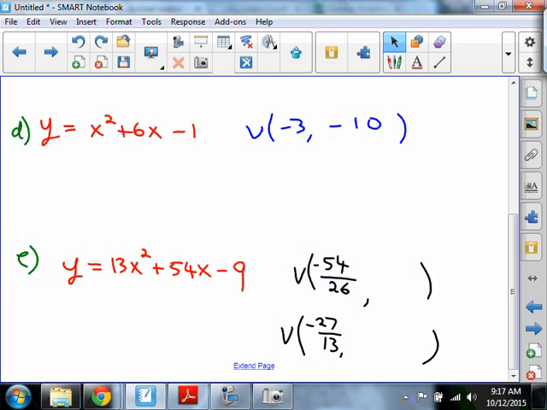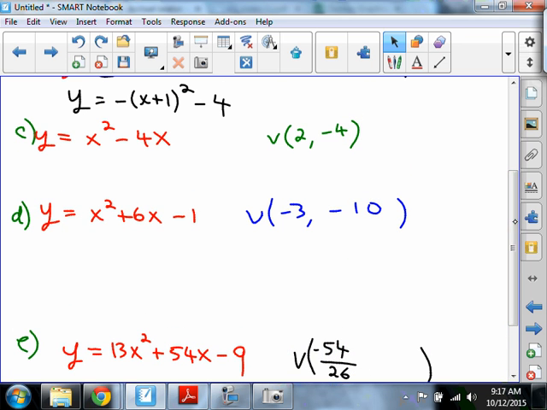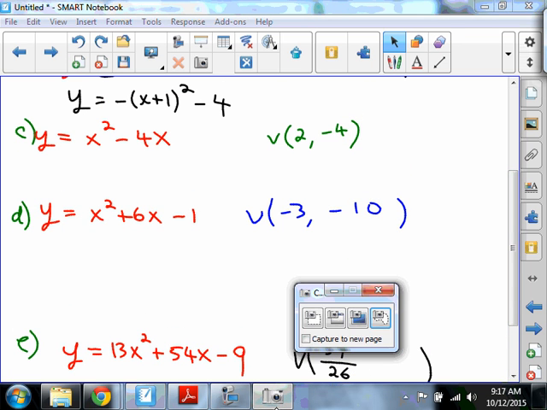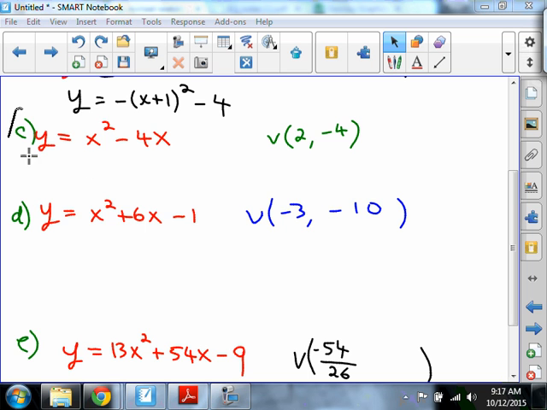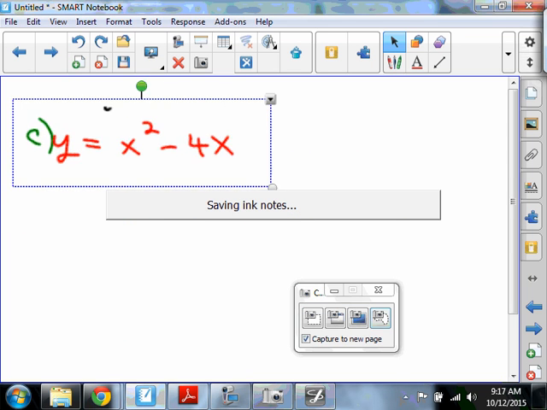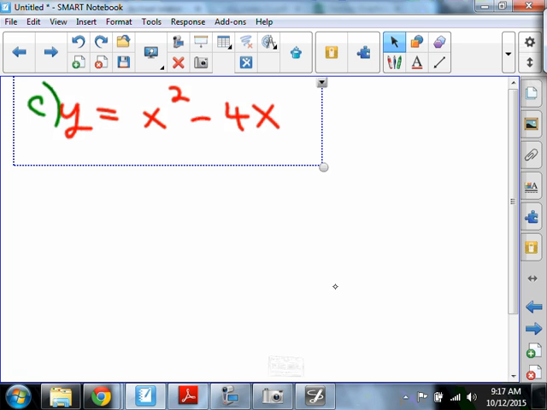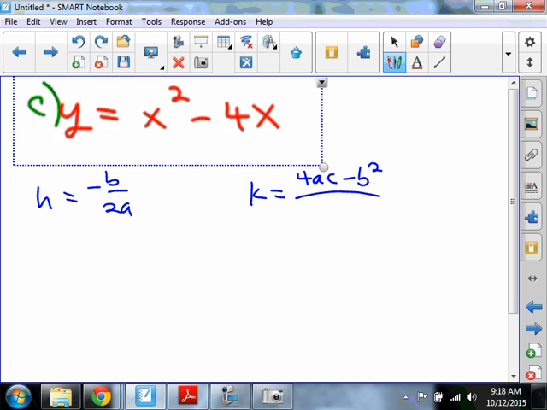What in the world? Example number C. Let me just cut it out and put it on a clean page. I said it was 2, negative 4. See how I did. So what's our formula? H equals negative b over 2a. And k is 4ac minus b squared over 4a.